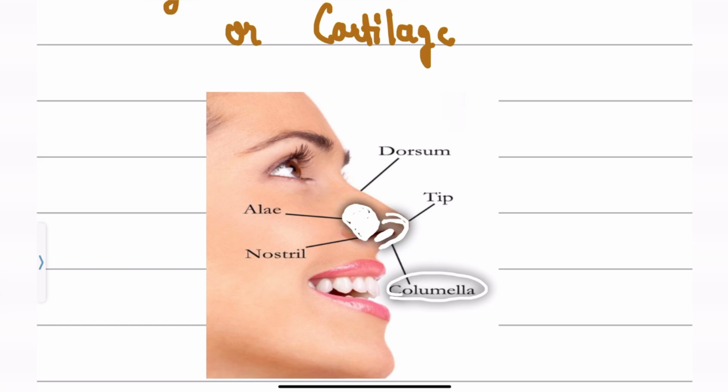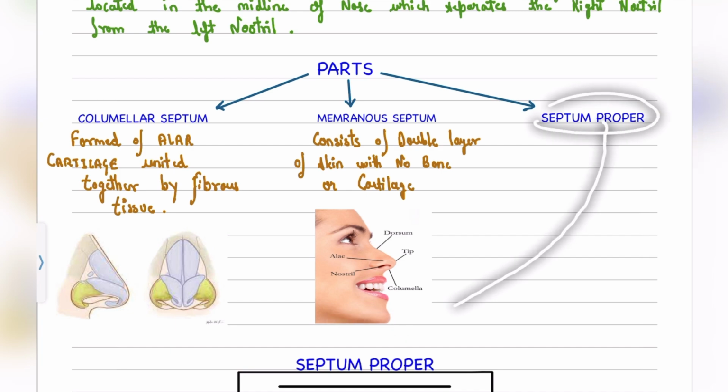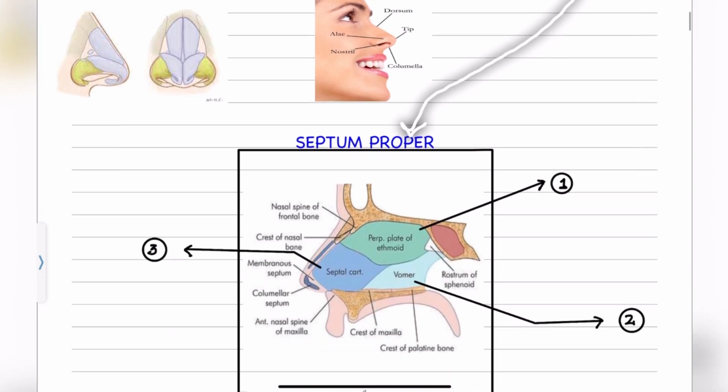So, the most anterior structure, being formed of alar cartilage, is the columnar septum. Then we have the membranous septum, just skin, no bone, no cartilage. And behind the membranous septum, we have a structure which is bony as well as cartilaginous, that is our very own septum proper. So, now let's discuss the septum proper.